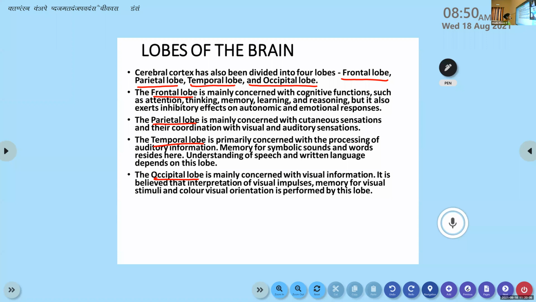Yes, parietal lobe, they are mainly concerned with visual and auditory sensation. Mainly auditory, visual sensations.